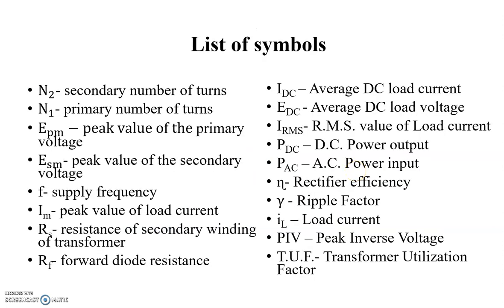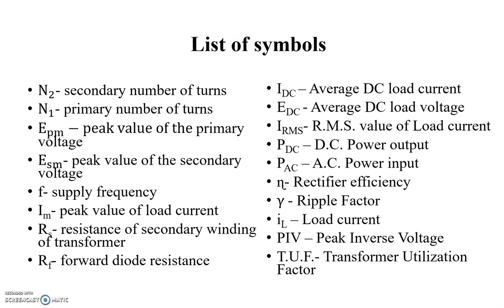Next, the symbols which are used in this unit are listed below. N2 is the secondary number of turns. N1 is the primary number of turns. EPM is the peak value of primary voltage. ESM is the peak value of secondary voltage. F is the supply frequency. IM is the peak value of the load current. RS is the resistance of the secondary winding of the transformer. RF is the forward diode resistance. IDC is the average DC load current.